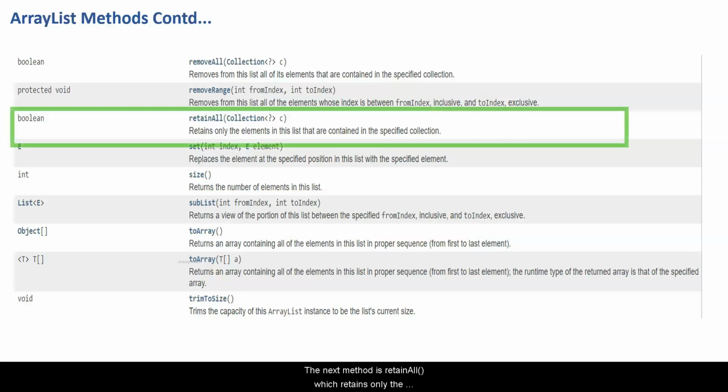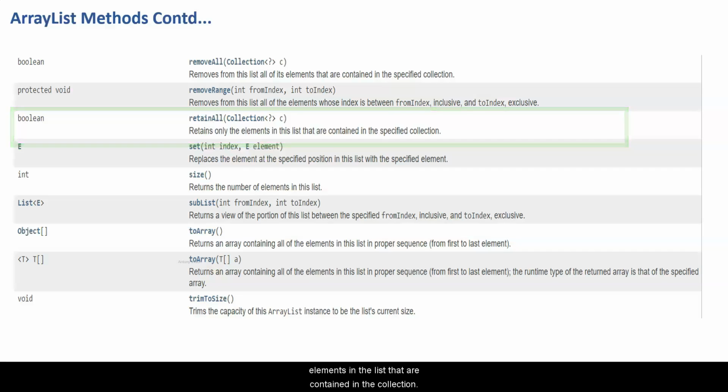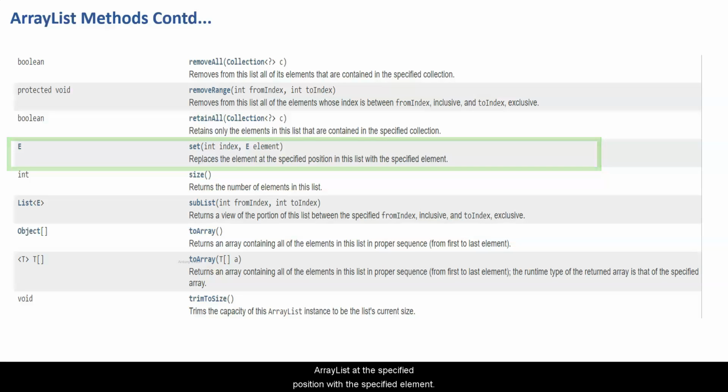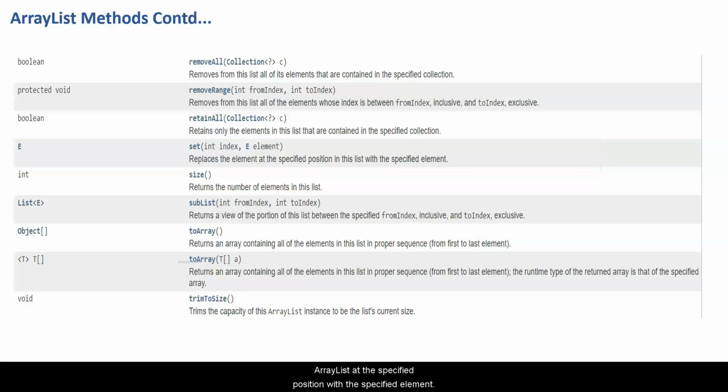The next method is retainAll, which retains only the elements in the list that are contained in the collection. It returns true if it could retain all, else false. The next method is set, which is used to update a list at the specified position with the specified element.